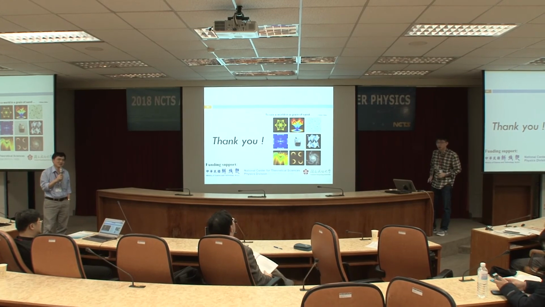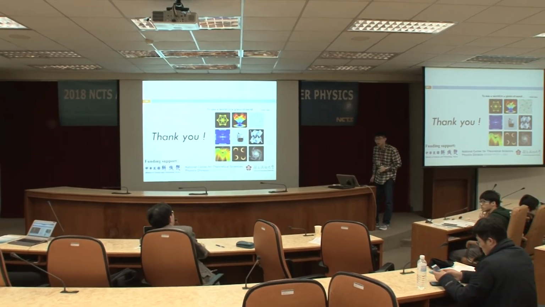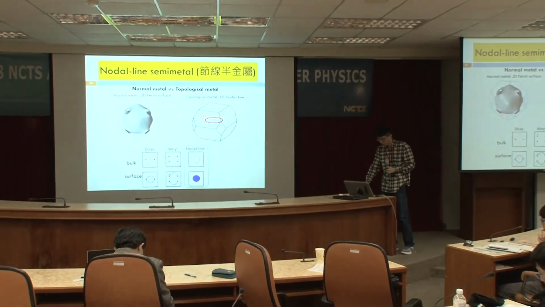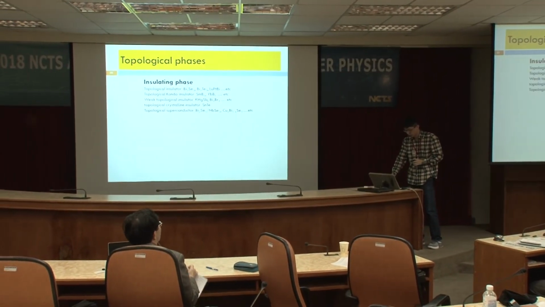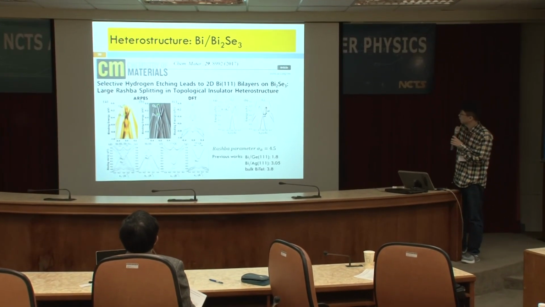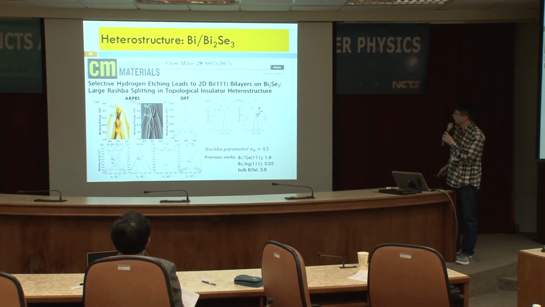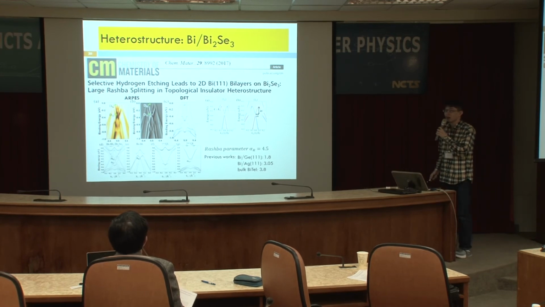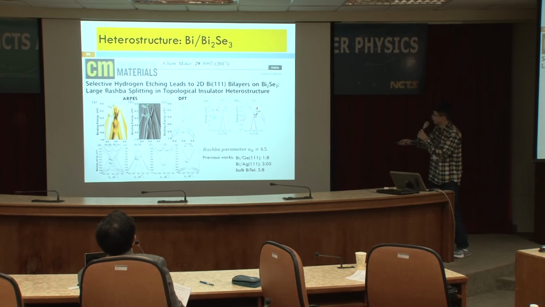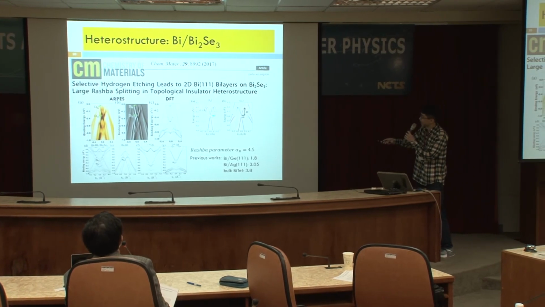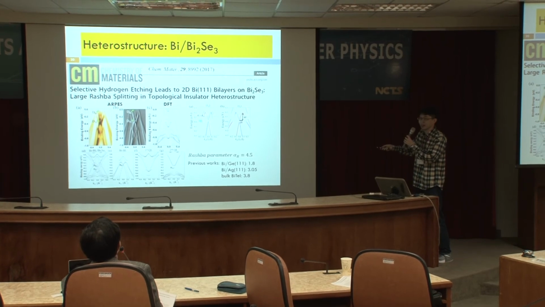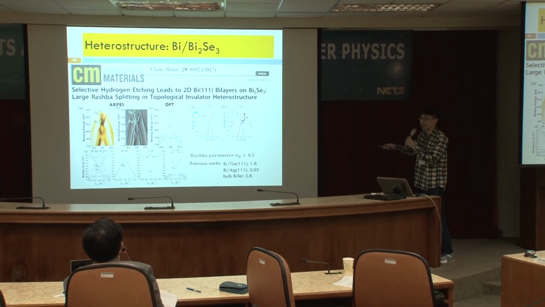You show us a large Rashba effect on the topological insulator surface along one direction. I just wonder, does the Fermi level cut through this Rashba Dirac point? No, the Fermi level is here. Above the Dirac point? Yes. So the Rashba spin-splitting band is slightly above the Fermi level.